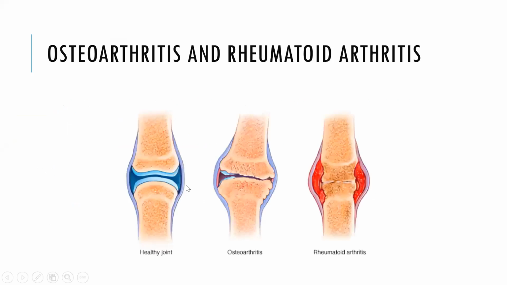As you can see in this picture, this is the normal joint. This is the osteoarthritic joint, in which there is wear and tear, with degeneration of articular cartilage. You see degenerative changes and osteophyte formation, these types of changes.